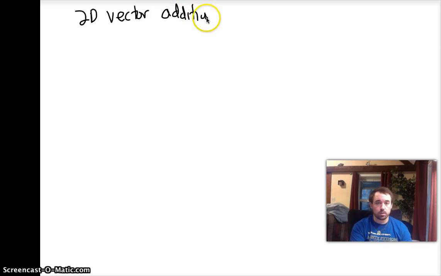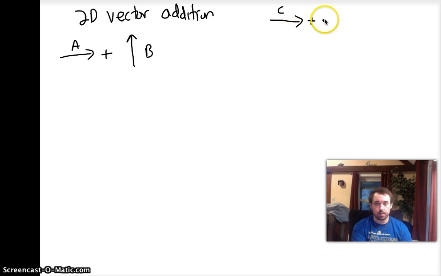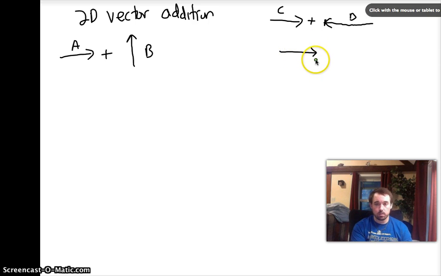So 2D vector addition is when we have a vector A and we want to add it to a vector B. Before, with 1D, we had, say, vector C and vector D. We did the tip to tail method. So we did C, then starting from the tip of C, we drew D. D looked like it's a little bit longer, so I drew it a little bit longer.